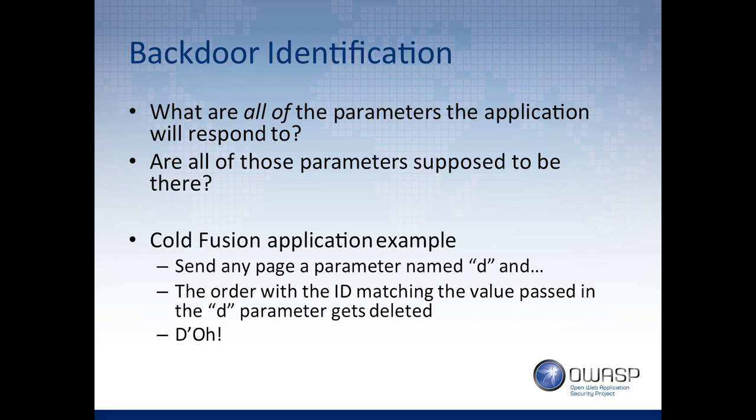Another interesting question is, what are all of the parameters that an application will respond to, and are all of those parameters supposed to be there? My favorite example of this is a Cold Fusion application I worked on a number of years ago, where if you sent any page in the application a parameter named D, the application would take the value of that D parameter and delete whatever that order ID was in the database. So if I want to delete order number 1000, I just append D equals 1000. That order 1000 gets deleted, right?